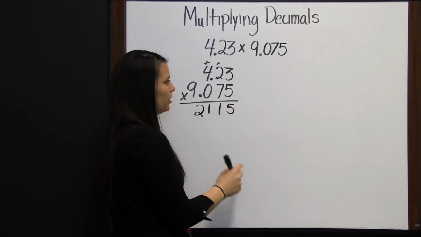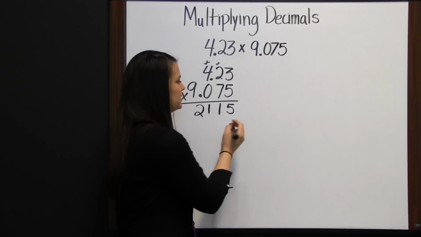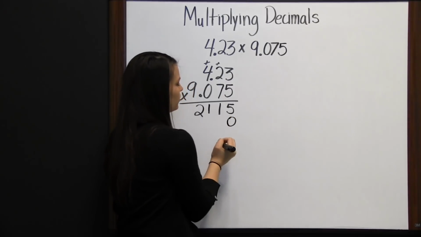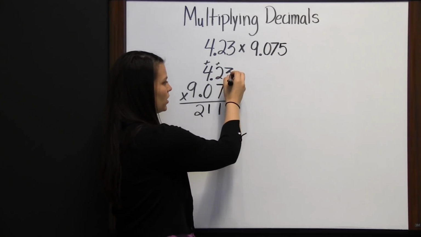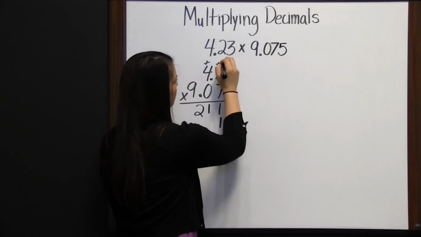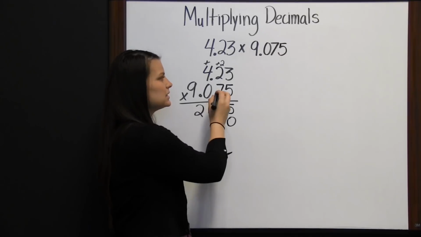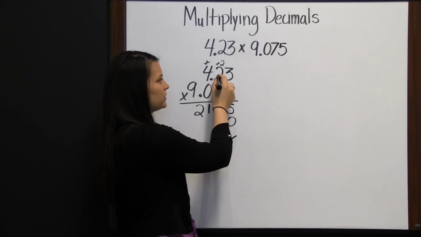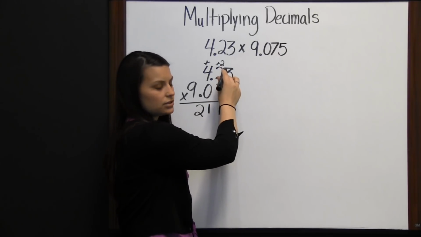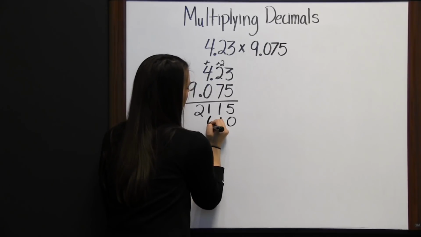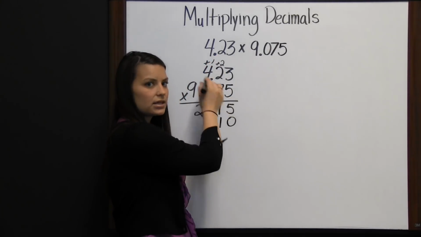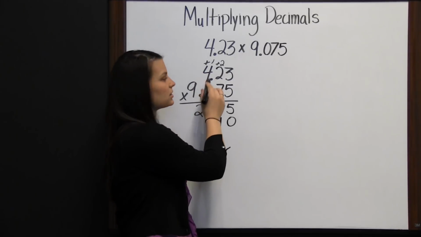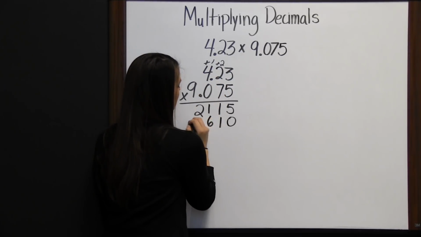For our next number, now that we're multiplying times the 7, we need a 0 placeholder. 7 times 3 is 21. Write your 1, carry your 2. 7 times 2 is 14, plus 2 is 16. Write your 6, carry your 1. 7 times 4 is 28, plus 1 is 29.